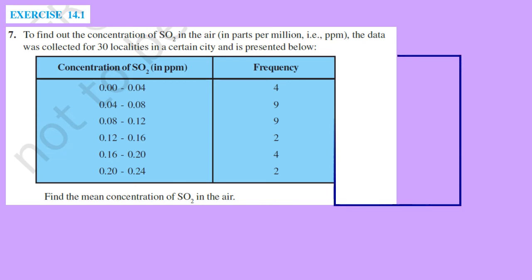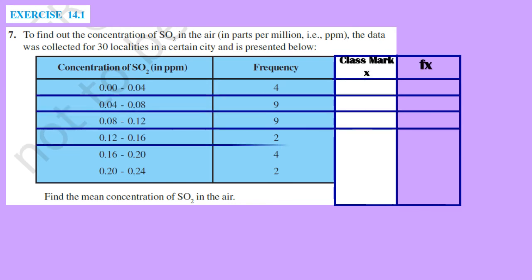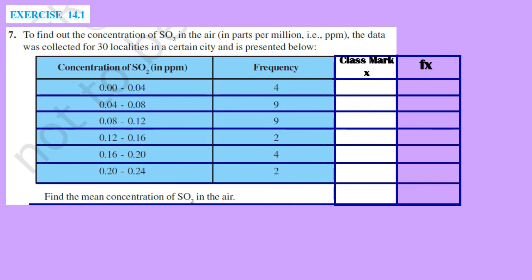Let us add the column. So let us add class mark and fx. Here the class mark is a decimal, so that will be a little difficult, but let us do it. So the class mark is 0.02, then 0.06, 0.10, 0.14, 0.18 and 0.22. Now let us find fx by multiplying the frequency with x.